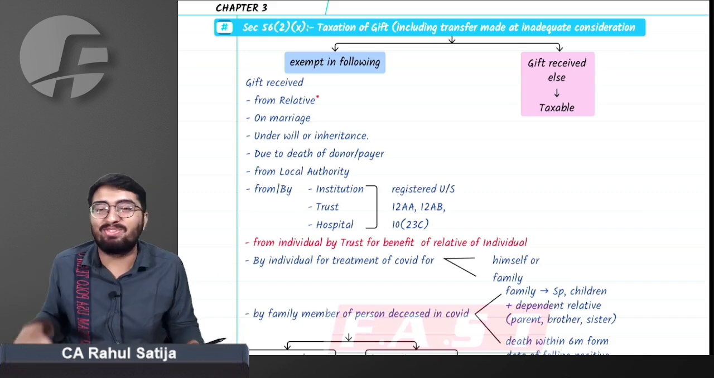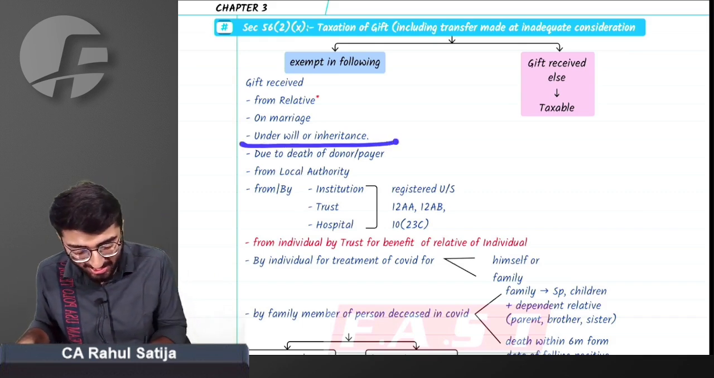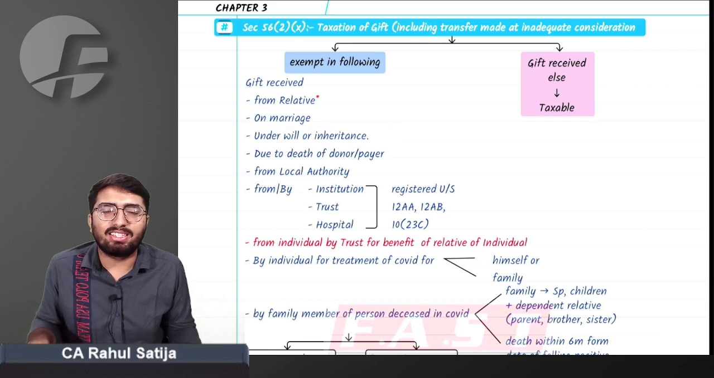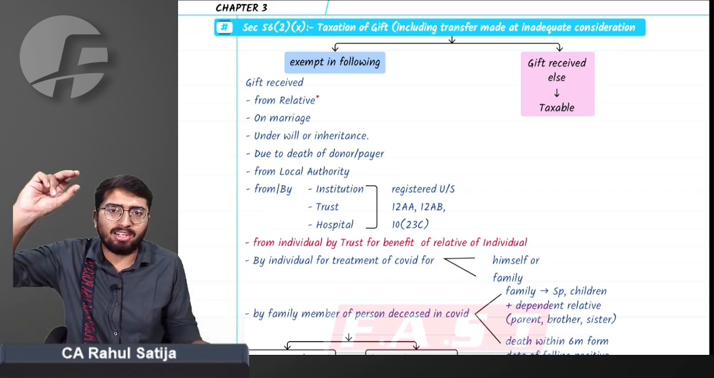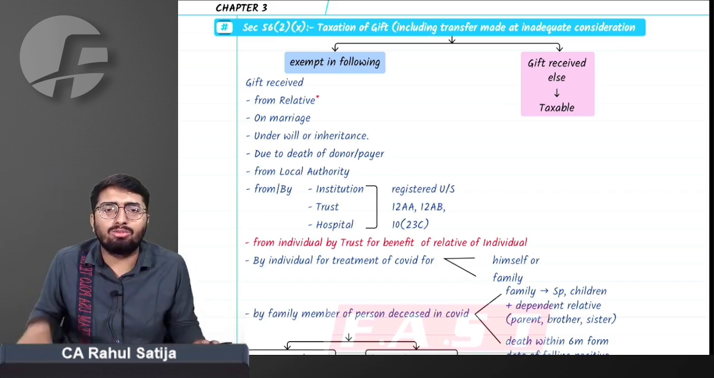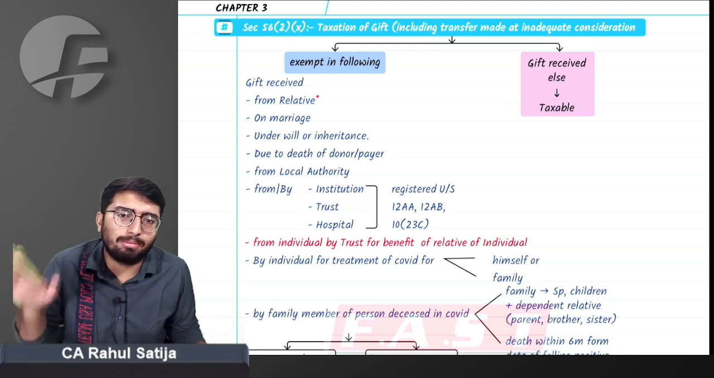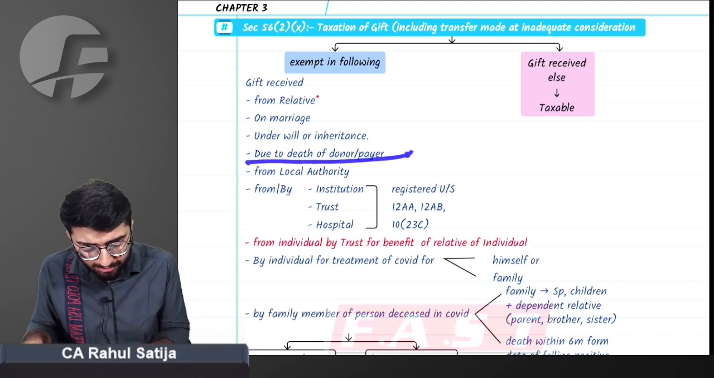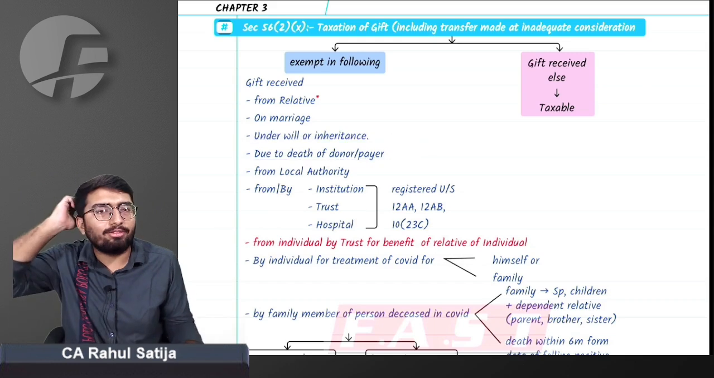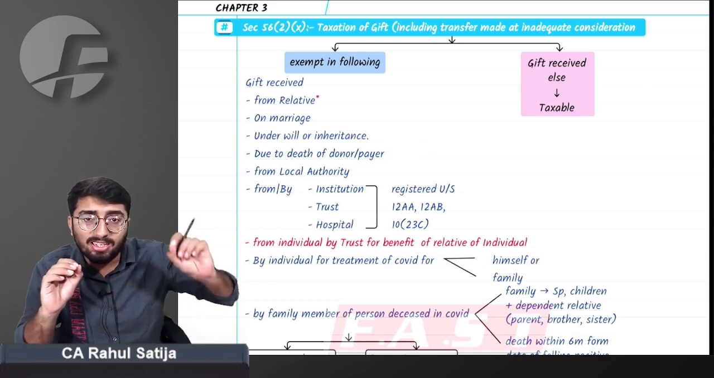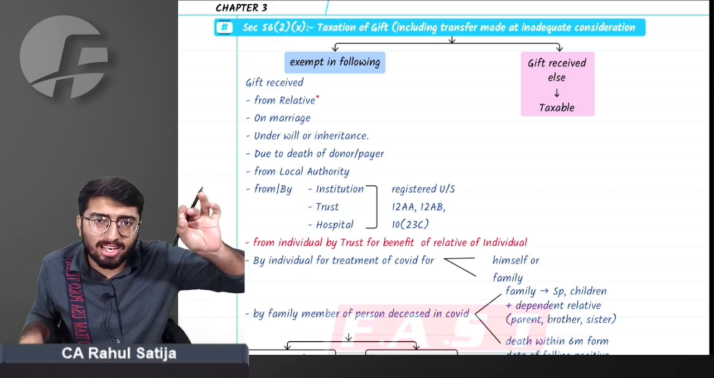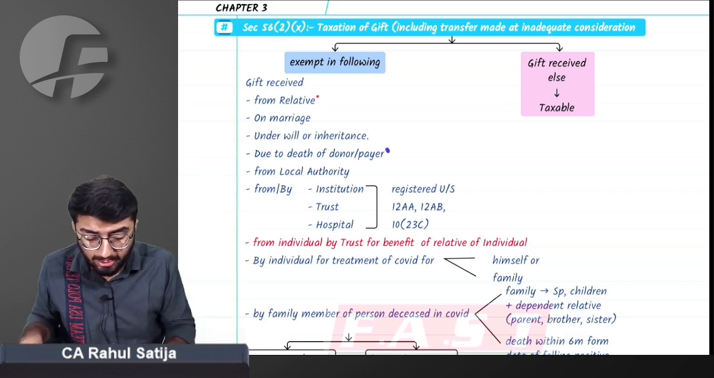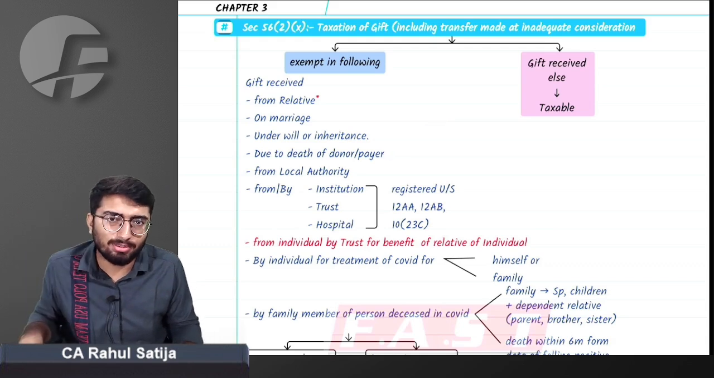It will be completely exempt in my hands. Third thing, any kind of gift received on account of will, on account of inheritance, it will be completely exempt. For example, if a father dies, any property received by his son on account of will, on account of inheritance, it will be completely exempt. Any kind of gift received due to the death of the donor or payee. For example, any property received by the bank on account of reverse mortgage scheme, on account of death of the donor, it will be exempt.